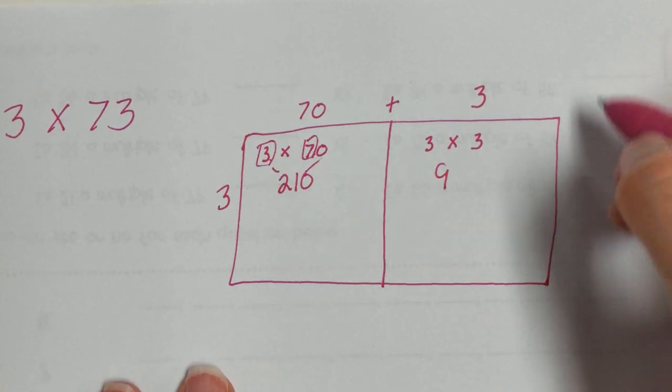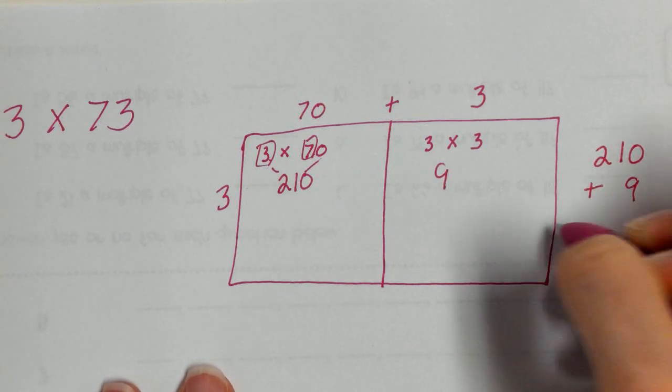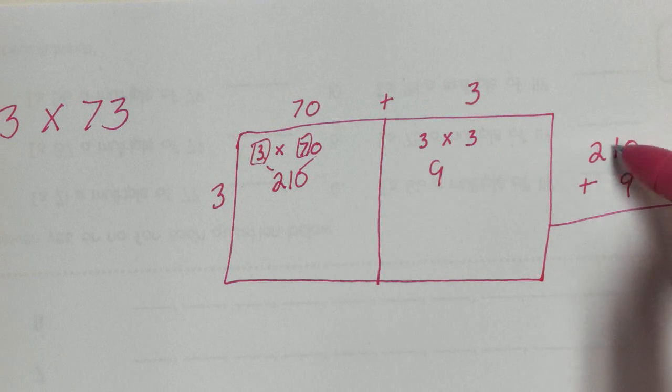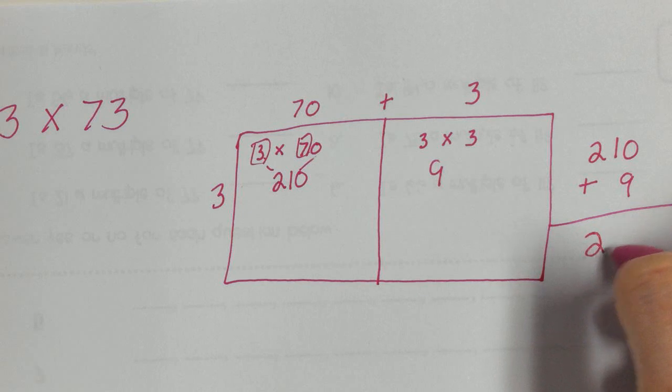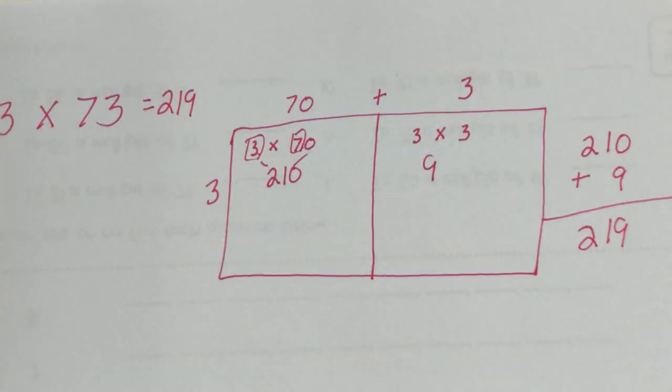Add your parts. So my last part in the multiplication is I would add the parts. So when I add 210 plus 9, I get 219, and I get 3 times 73 equals 219.